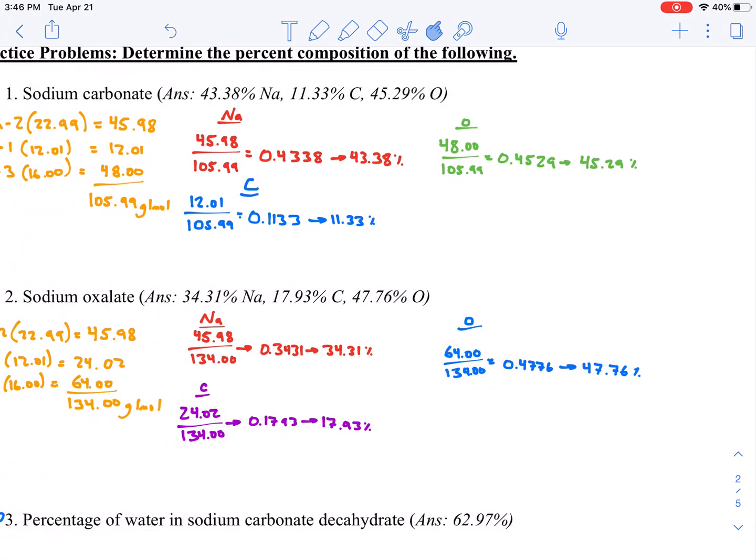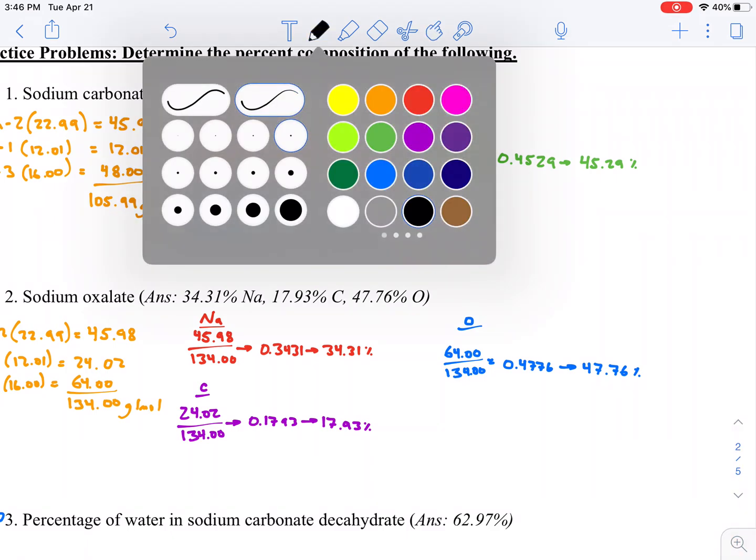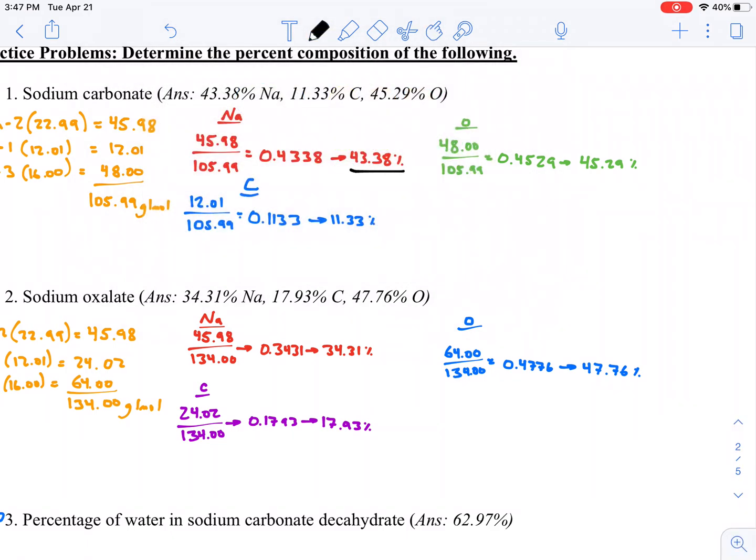And if you haven't picked up on this already, if you add together these percentages at the end of the day, so if we add up these 3 percentages for sodium carbonate, we will get 100%. And these 3 percentages for sodium oxalate, we should get 100%. So that's a really good way to check your work to make sure everything is present and accounted for.